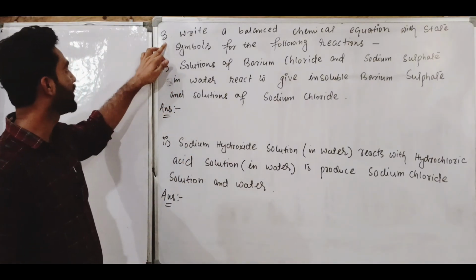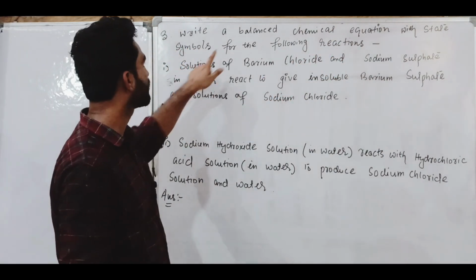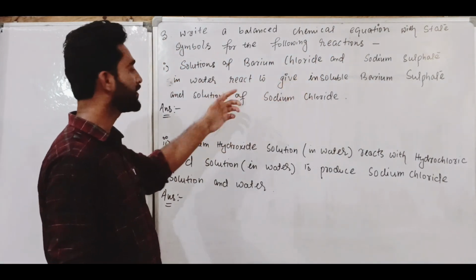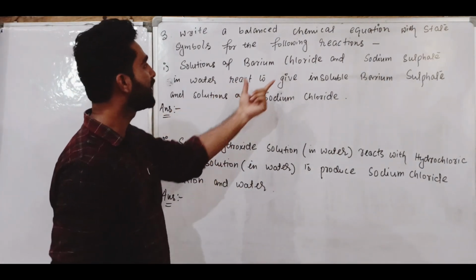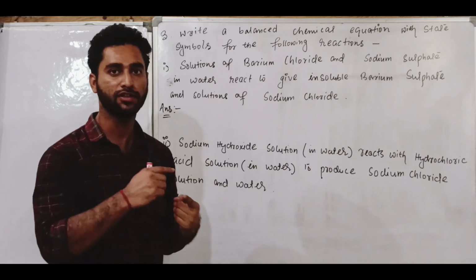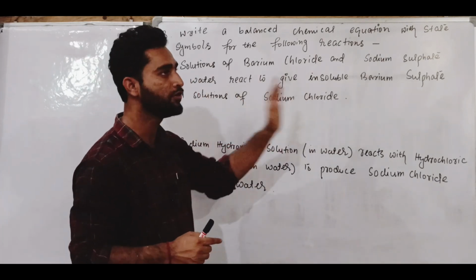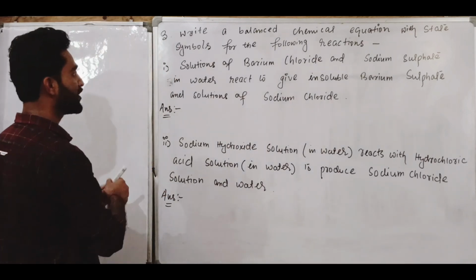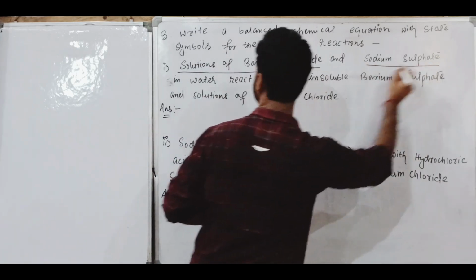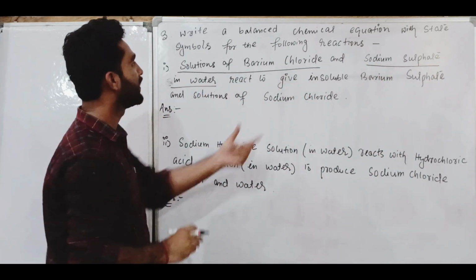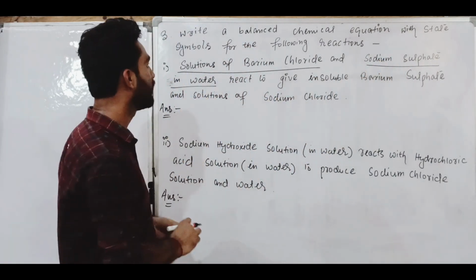Okay, now let's see the question number 3. Write a balanced chemical equation with state symbols for the following reactions. Means in this equation, whatever the compound or molecule is given, in which state is given, we have to write, either in solid state, liquid state or aqueous state, and then we have to balance the chemical equation. So first what is written? Solutions of barium chloride and sodium sulfate in water. That means this barium chloride is dissolved in water, as well as this sodium sulfate also dissolved in water.